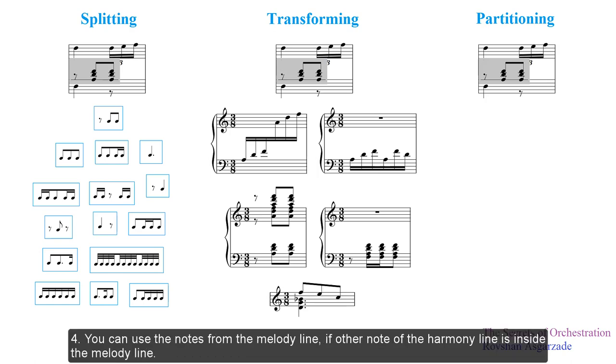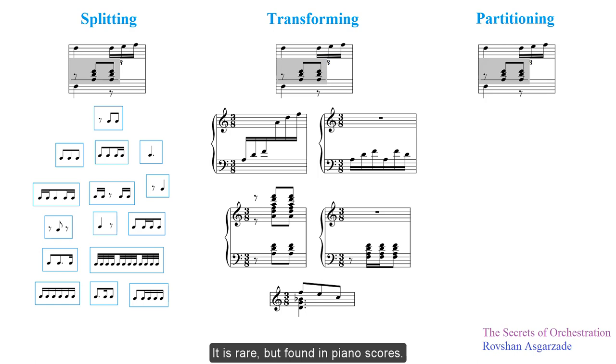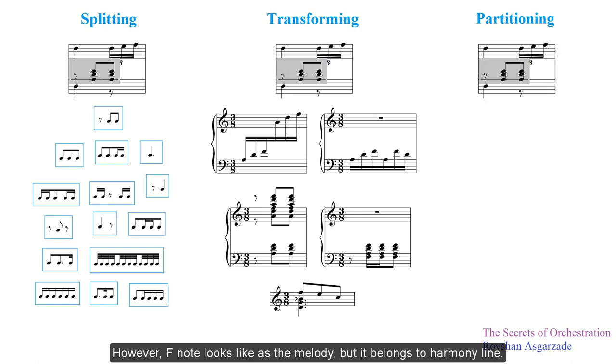Fourth, you can use the notes from the melody line if another note of the harmony line is inside the melody line. It is rare but found in piano scores. Look at the below. The harmony consists of D, G, B flat notes. However, F note looks like the melody, but it belongs to harmony line. You can present the harmony as D, G, B flat, F chord in wind orchestration.